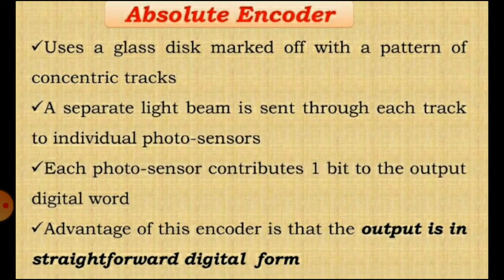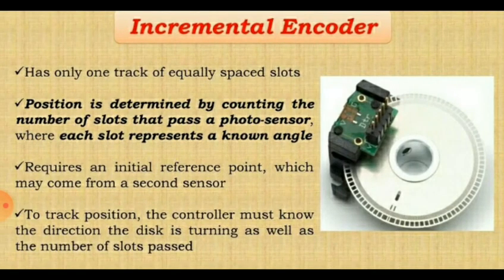It uses a glass disc marked off with a pattern of concentric tracks. A separate light beam is sent through each track to individual photosensors. Each photosensor contributes one bit to the output digital word. So the advantage of this encoder is that the output is in straightforward digital form. Then the incremental encoder.